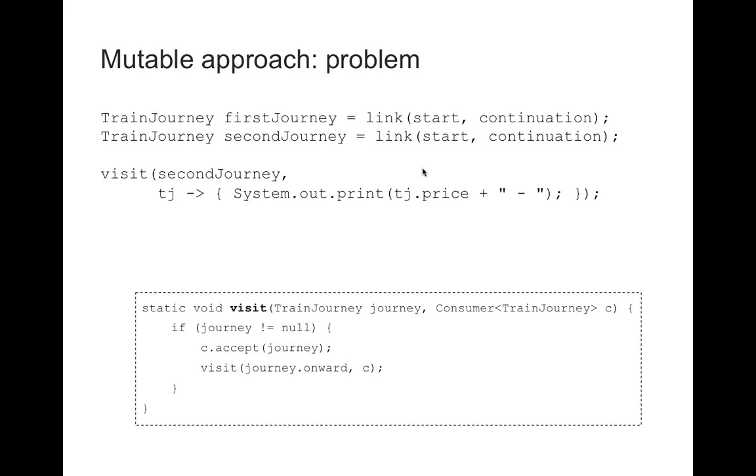So to see what happens in practice when we call this code, I've got a visit method here that takes a train journey as an argument, and this type of consumer object, and it'll basically recursively print all the prices of the train journey. So basically that enables us to iterate through that long list of train journeys. So if we execute this code, what do you think will happen?